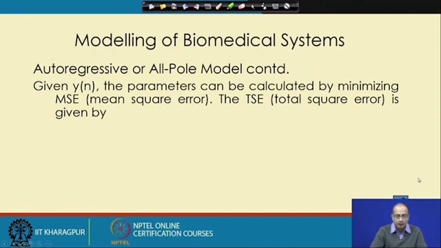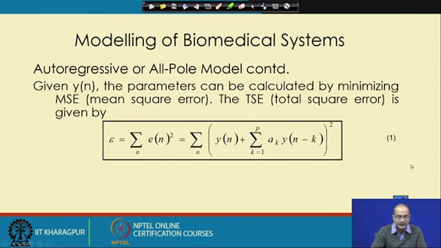Now, given y n, the signal we observe, for example EEG or PCG, as we have mentioned in the previous slides. If we want to calculate the parameters, that means find out the system behind it, we need to find those parameters, and we can do that by minimizing this total squared error. We have already defined the error term. If we take the total squared error, the overall prediction error for this signal, then by minimizing that we can get those parameters.